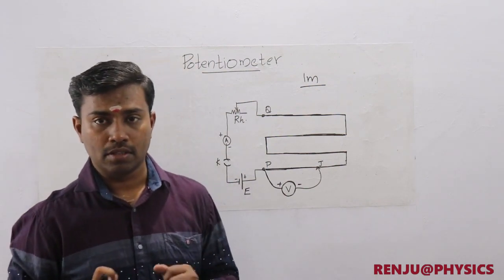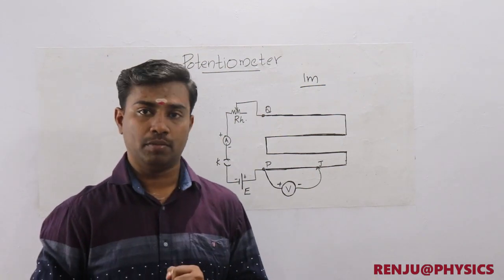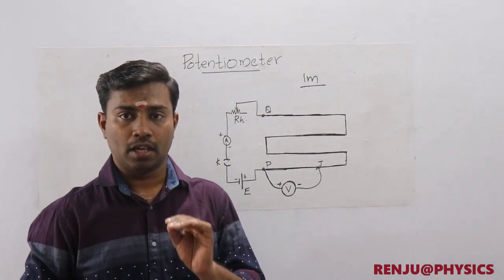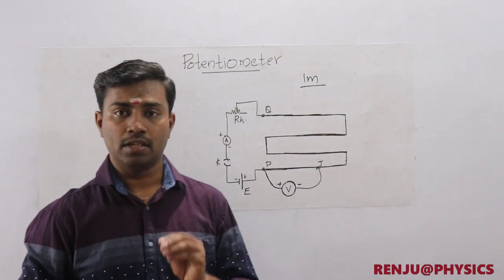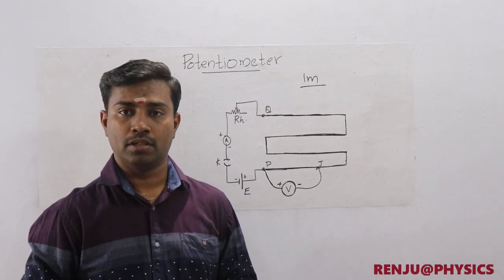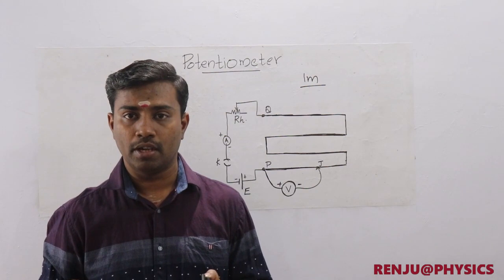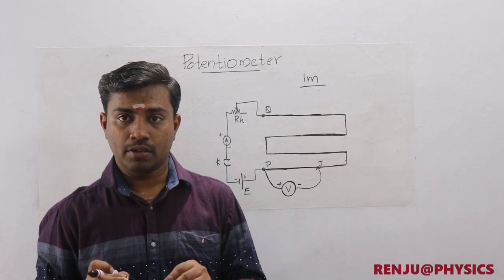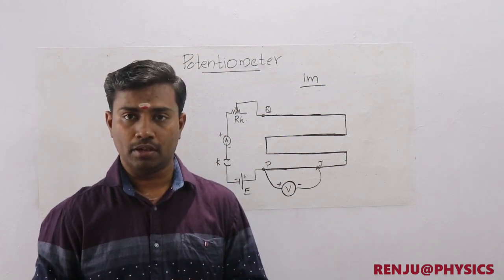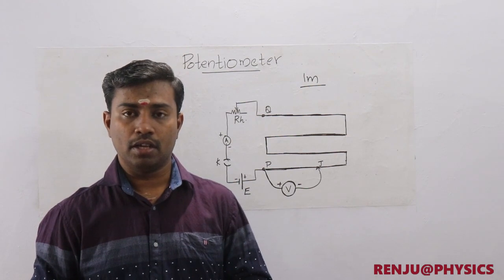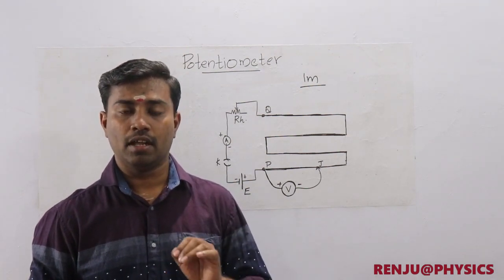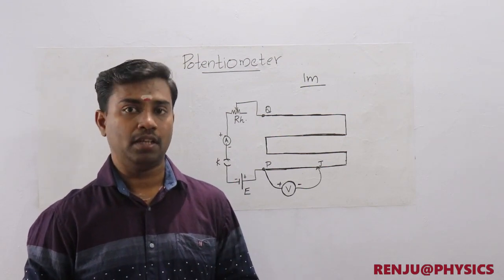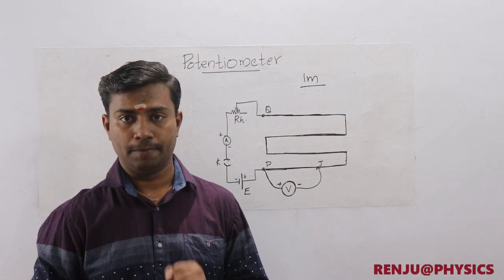First we are going to discuss the principle of a potentiometer. What is the working principle of a potentiometer? Again I will repeat. A potentiometer is a device used to measure the potential difference between 2 points in a circuit. It consists of a long wire of uniform area of cross section, 1 meter in length, placed on a wooden board in a zigzag manner. That is the construction of a potentiometer.